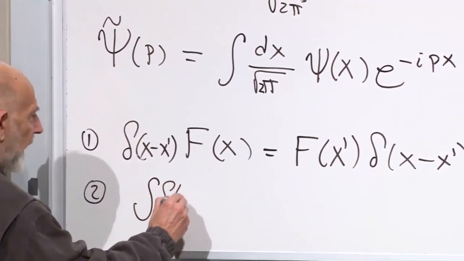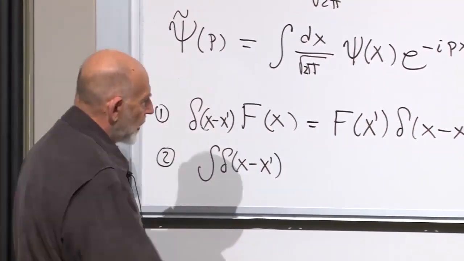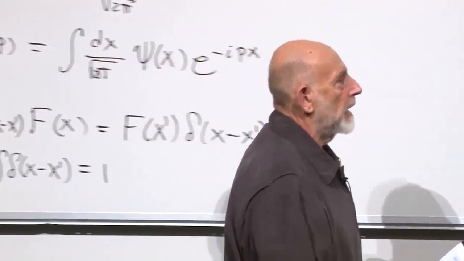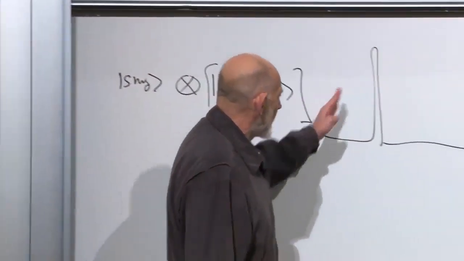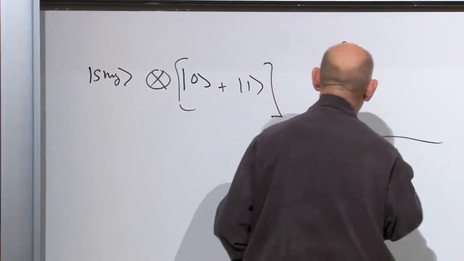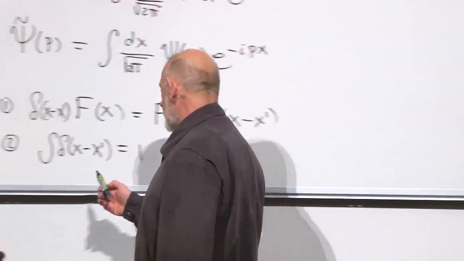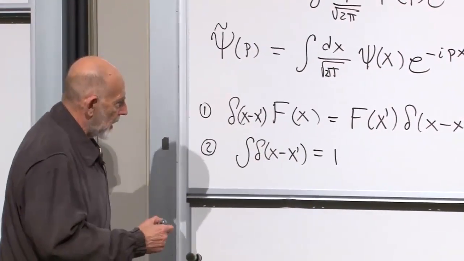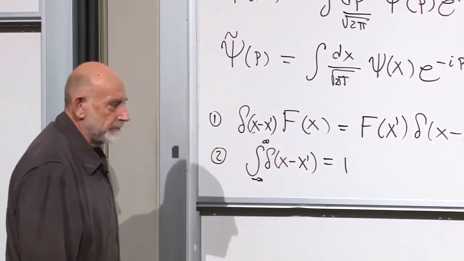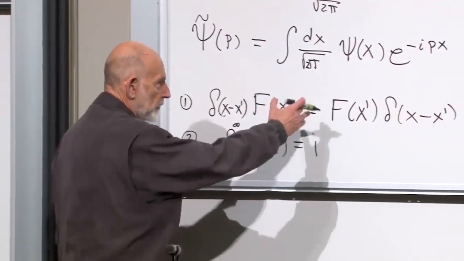The integral of delta of x minus x prime is always equal to 1. That's just a statement that the area under this bump is equal to 1, and it doesn't matter where you put it. You put it over here, or over here, or over here. The area is always equal to 1. And so the integral of delta of x minus x prime, let's say from minus infinity to infinity, is always equal to 1.